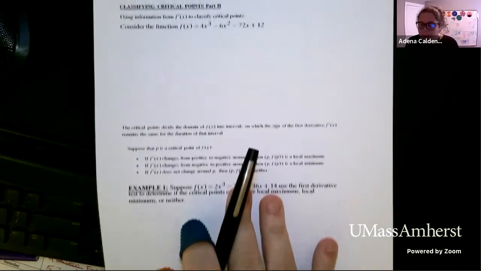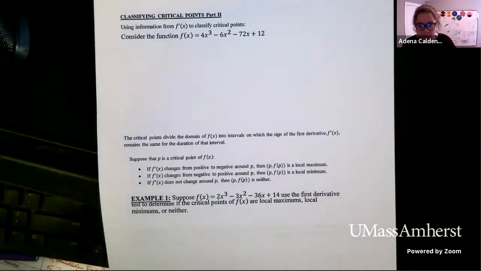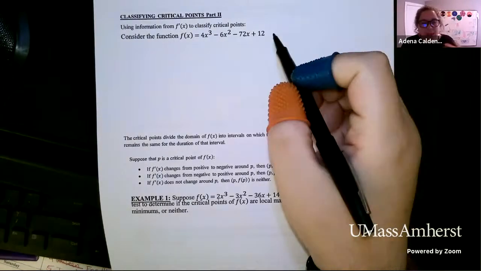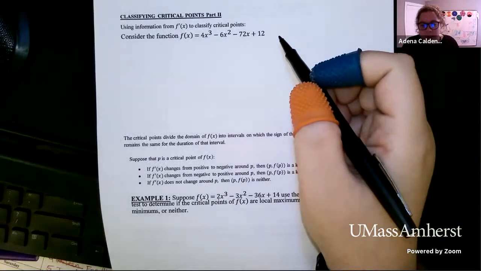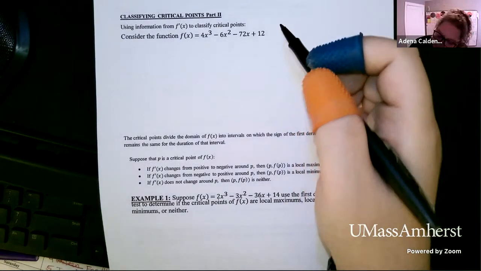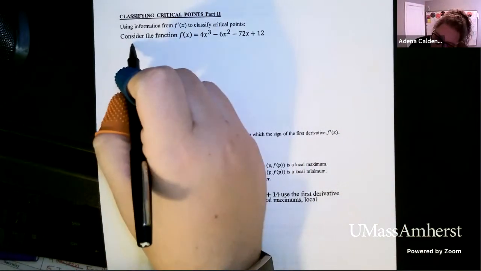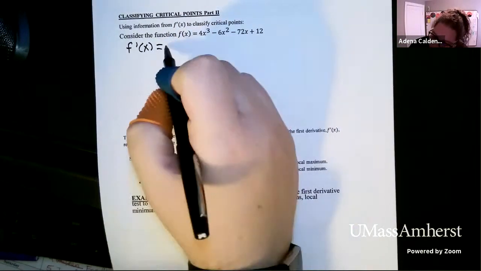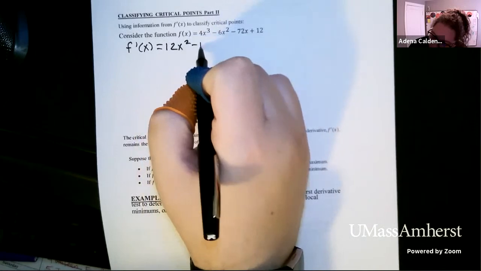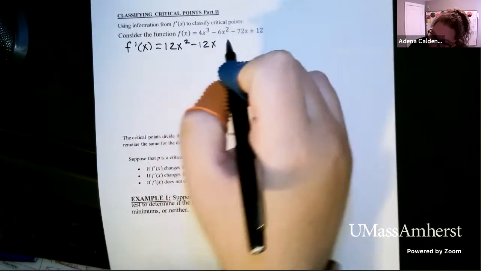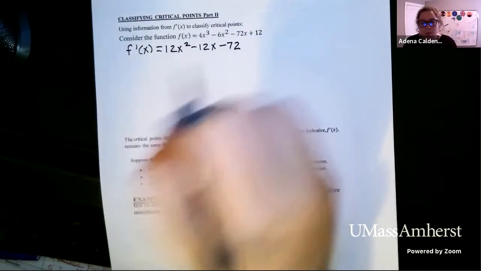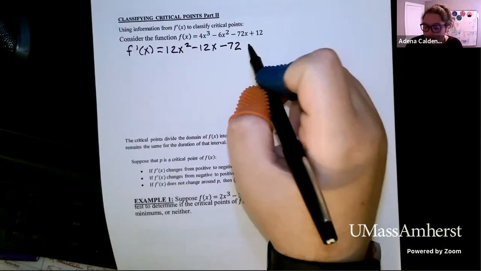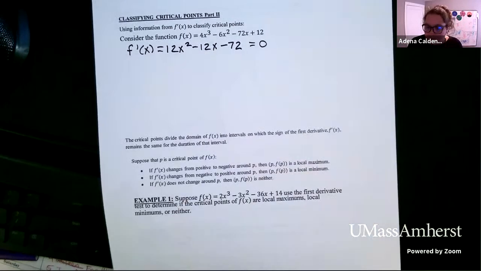So how do we employ this test? What does this look like? What do we do with it? So we're going to look at this function here. And again, we're thinking about what are the critical points, and then how do we use the first derivative test? The critical points we've already done, so we'll do this a little quickly here. So we've done this function. So we have 12x squared minus 12x minus 72. So we have our first derivative. We want to know where does that equal 0. So our first step is to find our critical points.